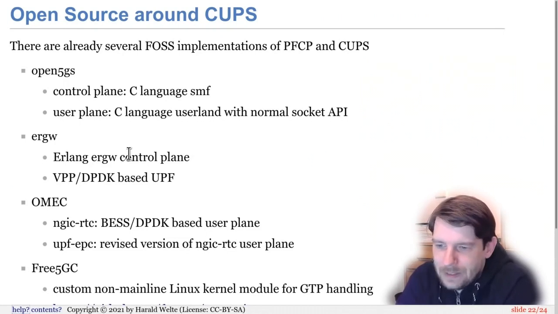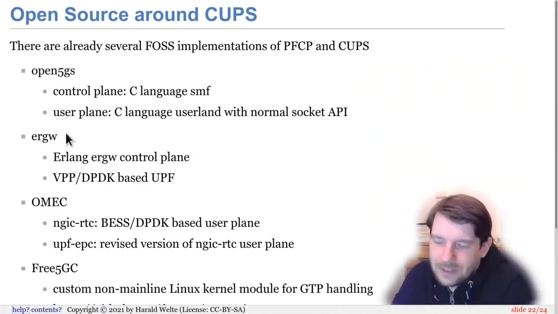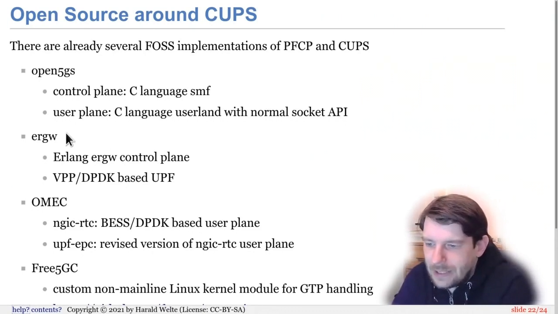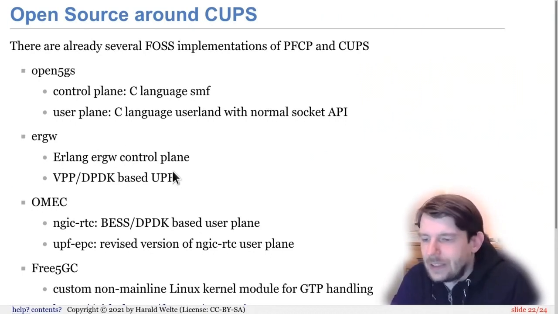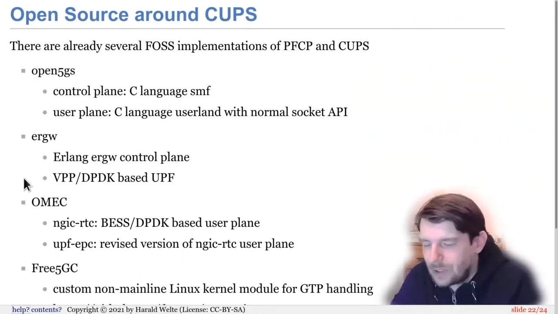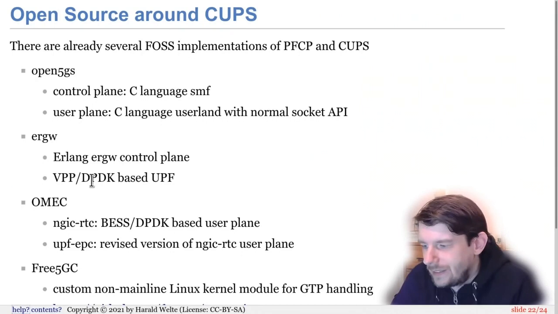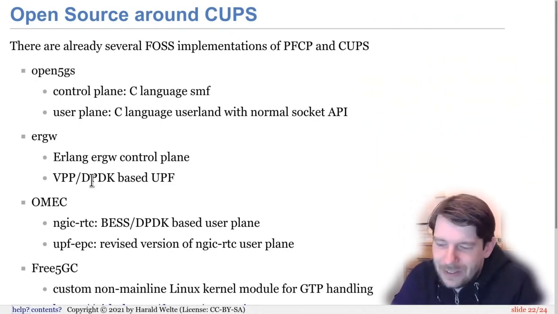The ERGW is an Erlang PGW and GGSN project that has been around for quite a number of years and is professionally deployed. The control plane is written in Erlang, and then they are using a user plane function that is based around Cisco vector packet processing, which uses DPDK to talk to the network cards. So using highly non-standard mechanisms to bypass all of the kernel networking stack and doing all the processing in there.